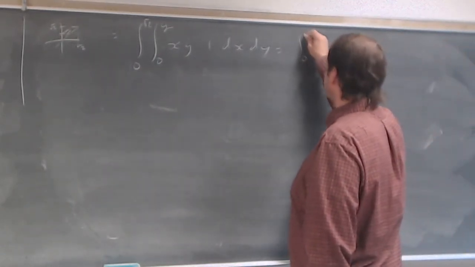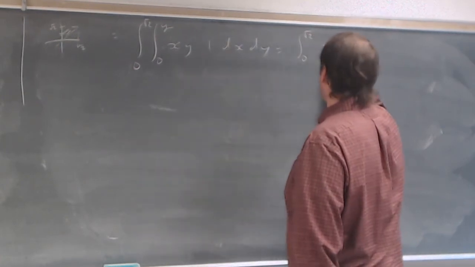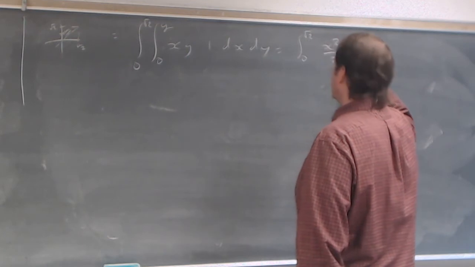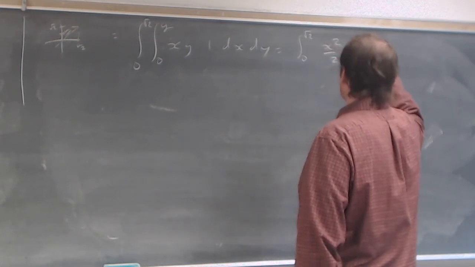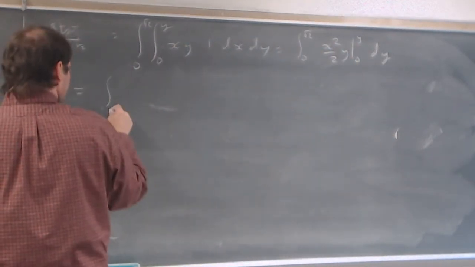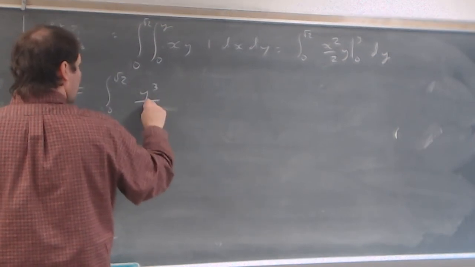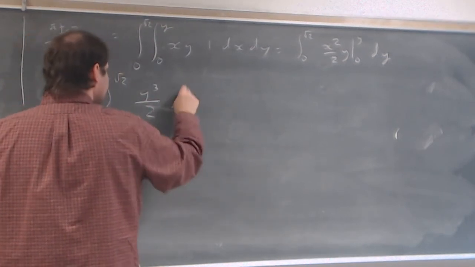This is equal to the integral from 0 to square root 2. Integrating with respect to x, I get x squared over 2 times y, evaluated from 0 to y, because those are the x values we're substituting in, dy. That's equal to the integral from 0 to square root 2, letting x be y, of y cubed over 2 dy.